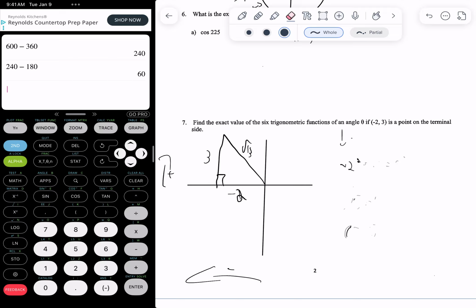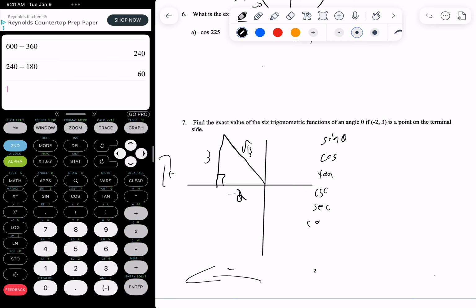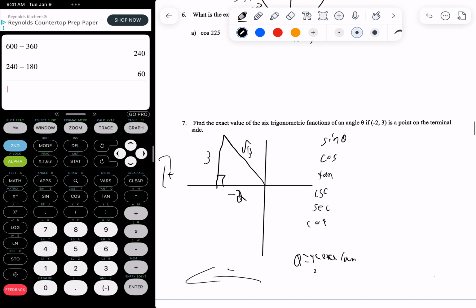So now we're going to find all the 6 trigonometric functions, meaning sine theta, cosine. I'm just going to skip writing theta. Just pretend there's a theta next to each of these. And a theta, for those who don't know, is just the angle.